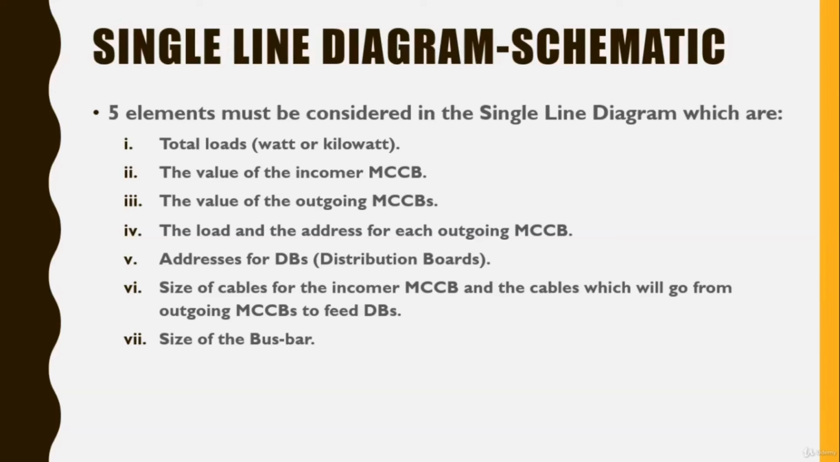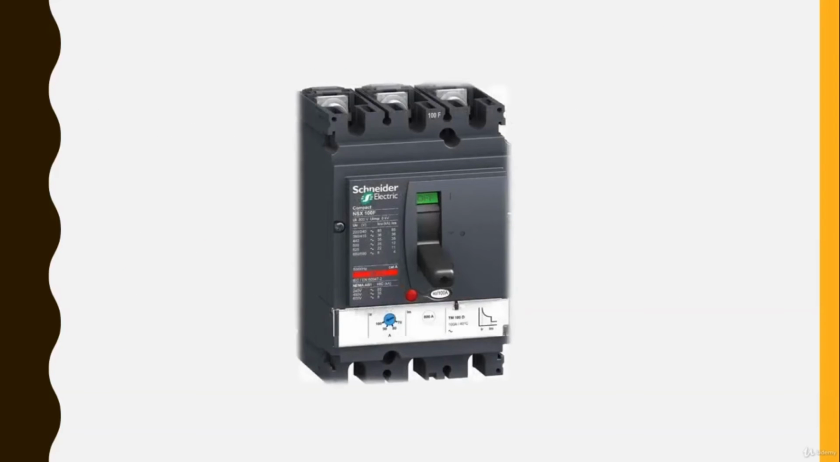Number 4, the load and address for each outgoing MCCB. Number 5, addresses for DBs. Number 6, the size of the required cables for the incomer MCCB and the outgoing MCCBs. Number 7, the size or the value of the bus bar. By the way, this is an MCCB. Okay, let's move on.